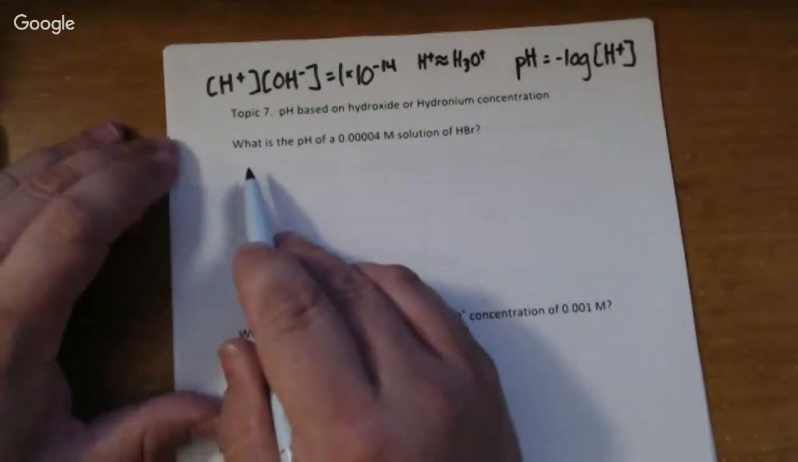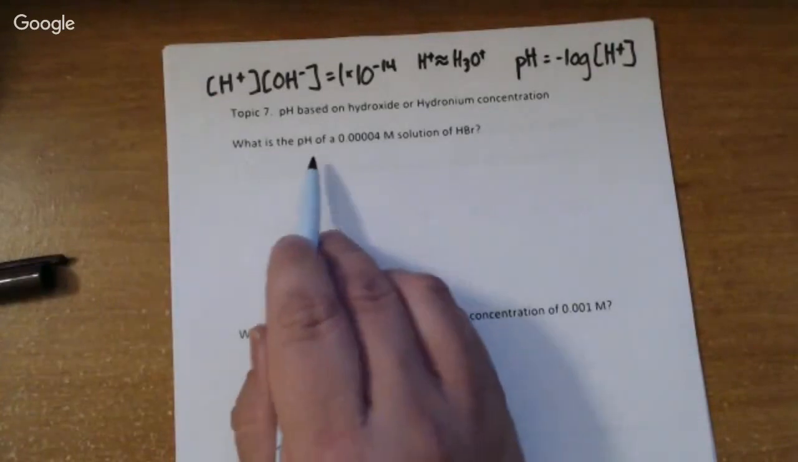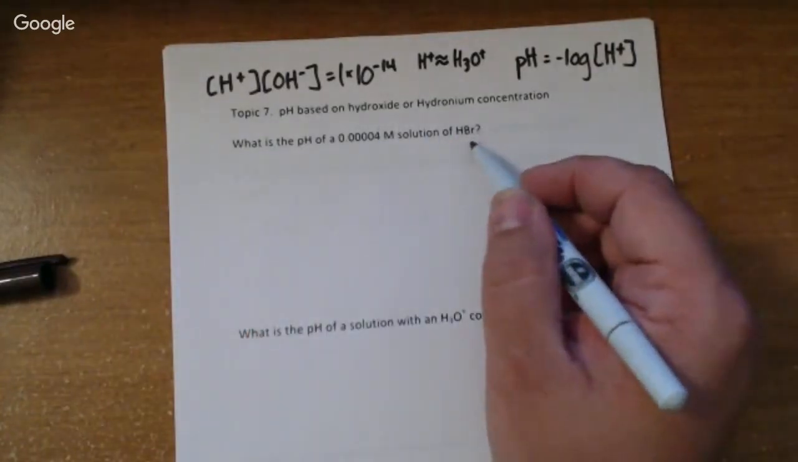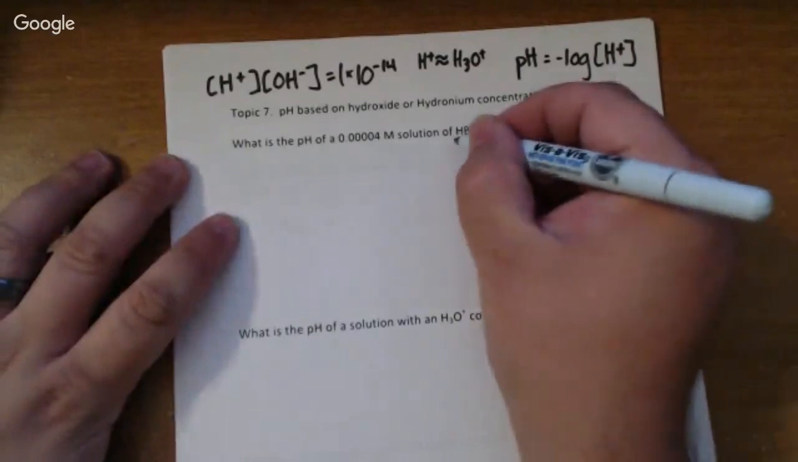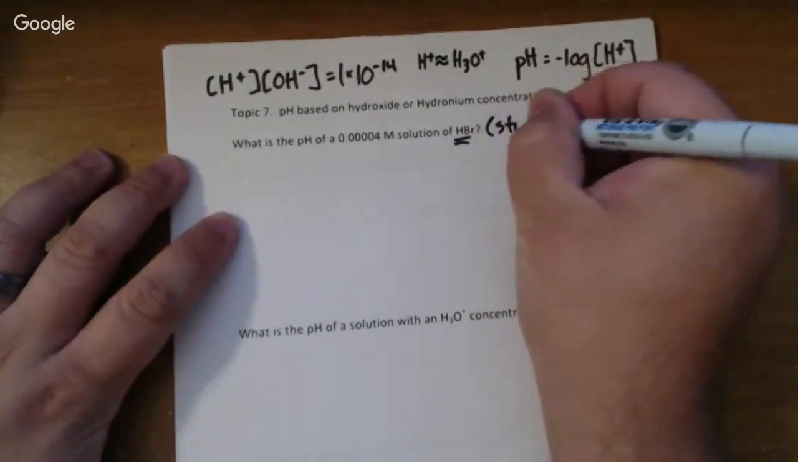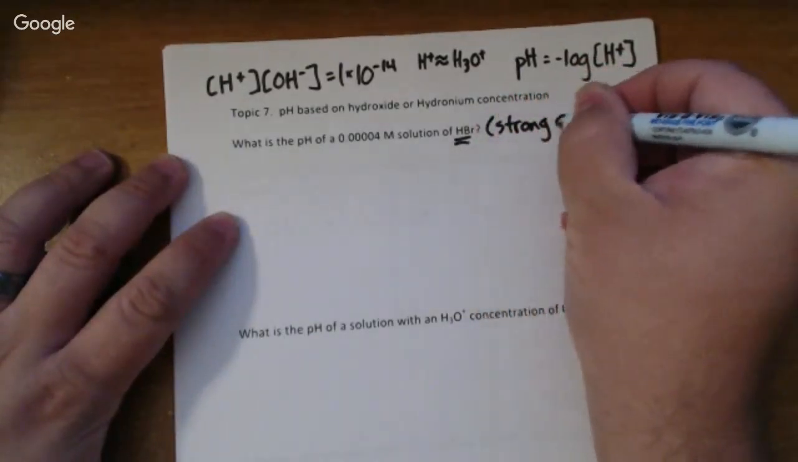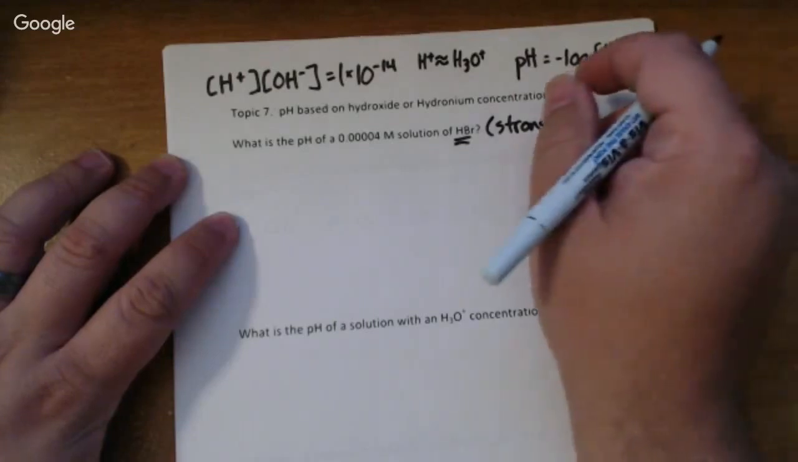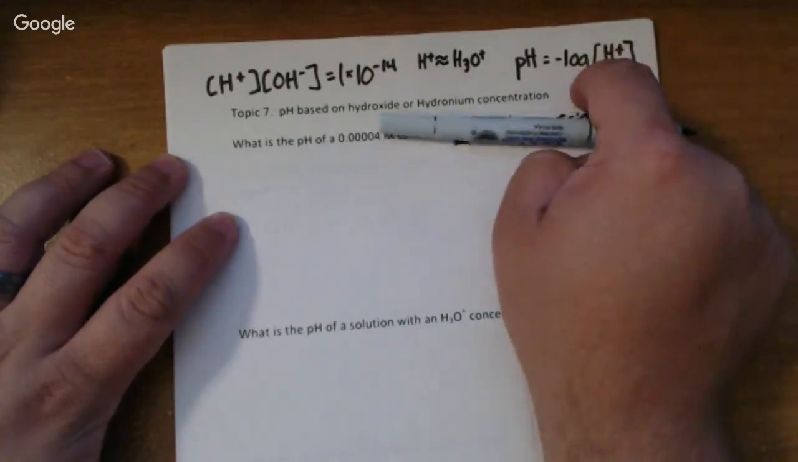So let's tackle this first problem. It says, what is the pH of a solution of HBr? HBr is a strong acid. Being a strong acid, it's going to release its proton completely.